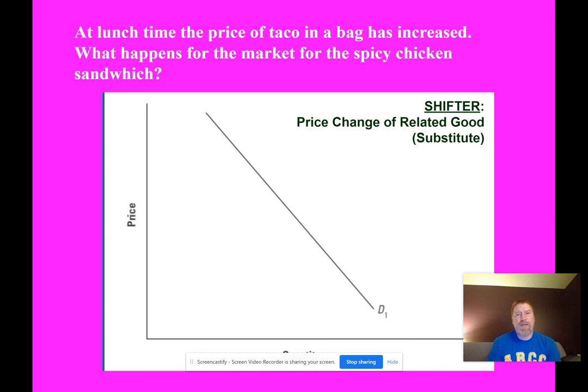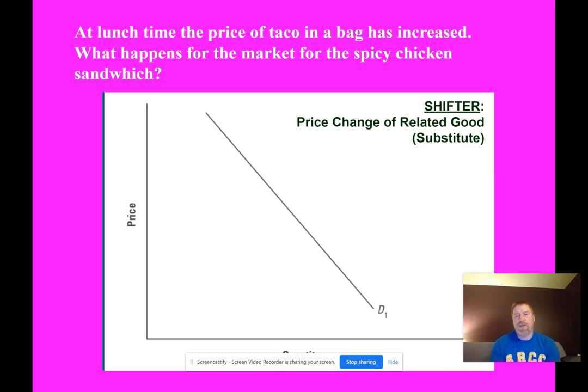At lunchtime, the price of taco in a bag has increased. What happens in the market for the spicy chicken sandwich? So now the price has gone up for the taco in a bag. So now more people will probably get in line for the spicy chicken sandwich. And so that would be a substitute.